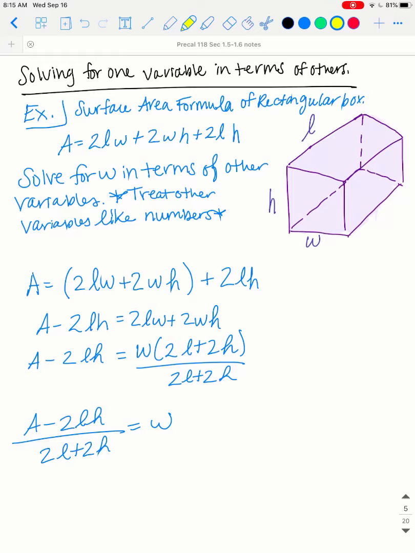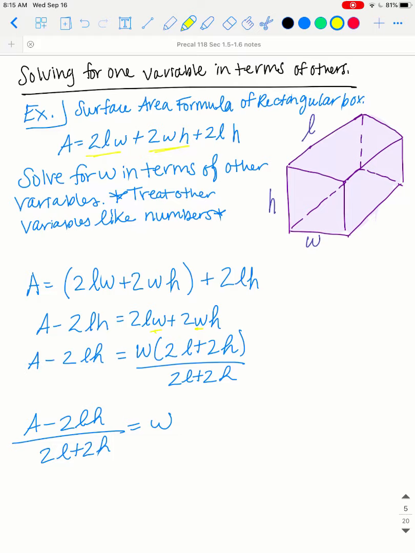First, we're going to group the terms. Since this term and this term have w, I'm going to group those with parentheses. That way, I'm able to subtract 2 length times height over with area. And then I'm left with just 2 length times width plus 2 width times height on the right side, so I'm able to factor out the w.